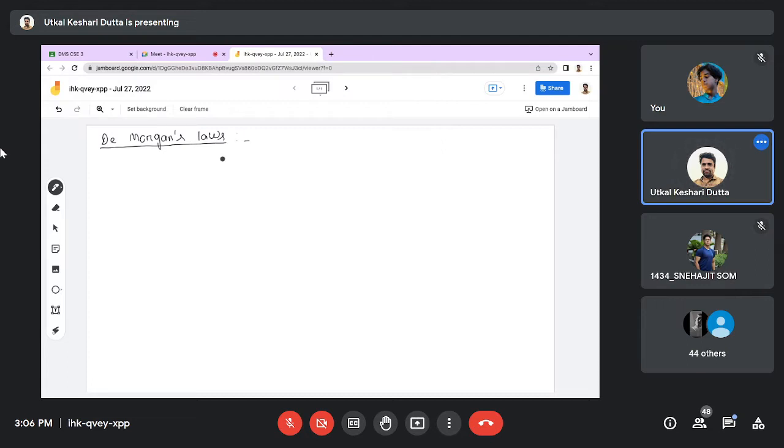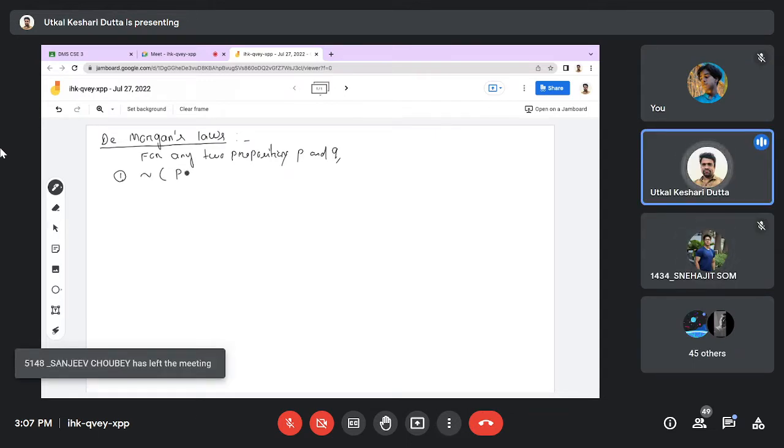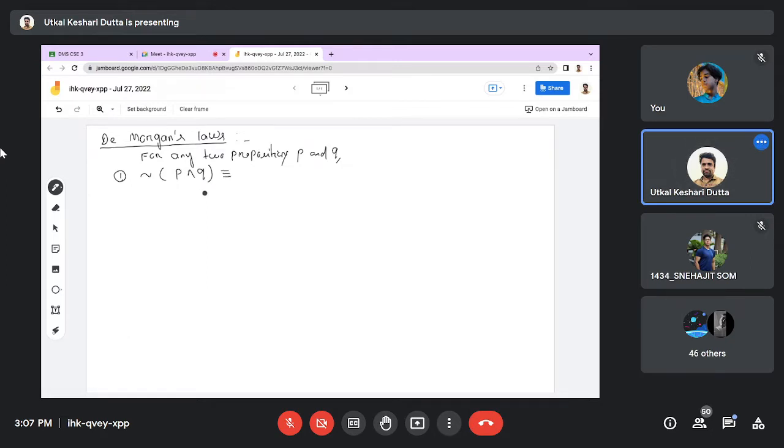There are De Morgan's laws in the case of trigonometry also, but these are De Morgan's laws in the case of propositional logic. You have to understand that. For any two given propositions P and Q, De Morgan's law says that if we are going to find the negation of P and Q, this will be equivalent to what? Any idea?